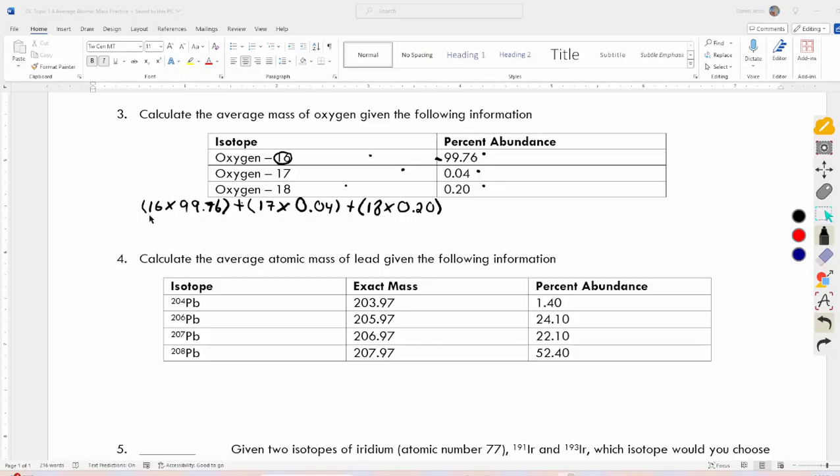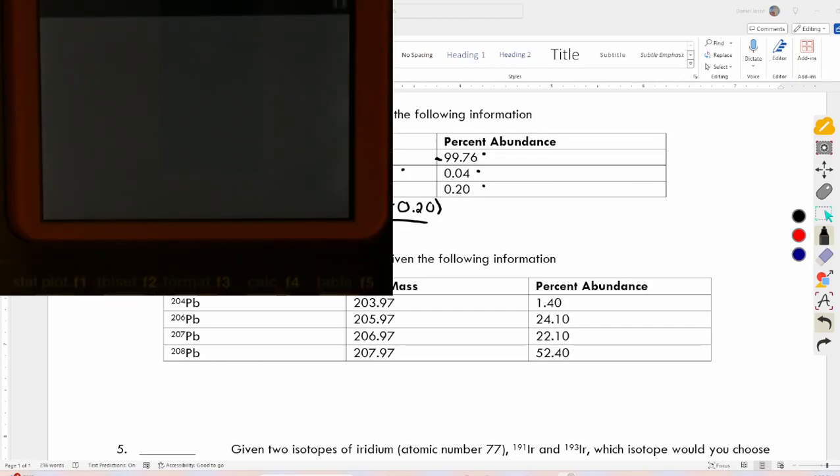Don't forget, all of this needs to be divided by 100. And we already said the easiest way to do that is to make a fraction. Let's bring our calculator back. Let's work that one out.